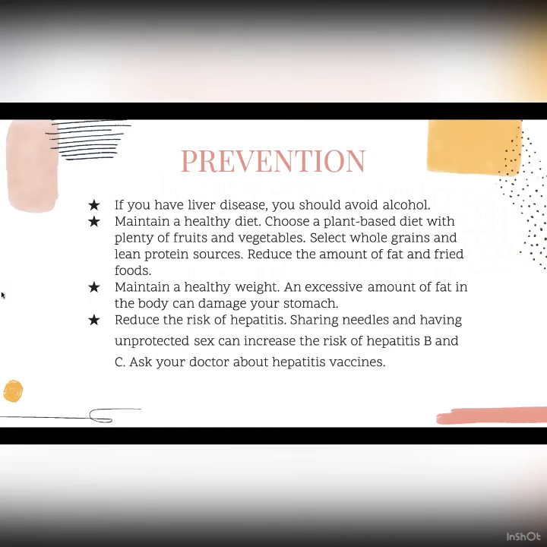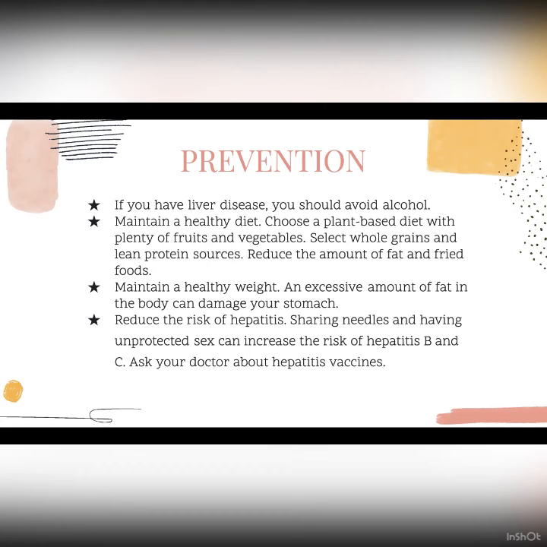To prevent cirrhosis, if you have a liver disease, you should avoid alcohol and maintain a healthy diet. Choose a plant-based diet with plenty of fruits and vegetables. Select whole grains and lean protein sources. And reduce the amount of fat and fried foods.